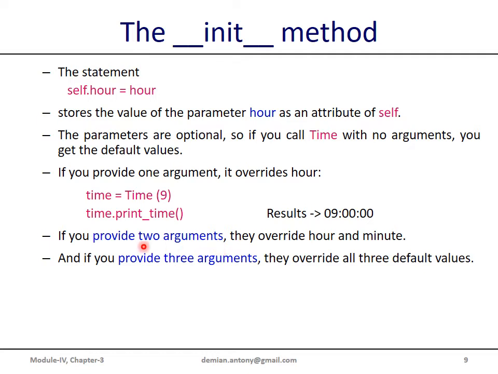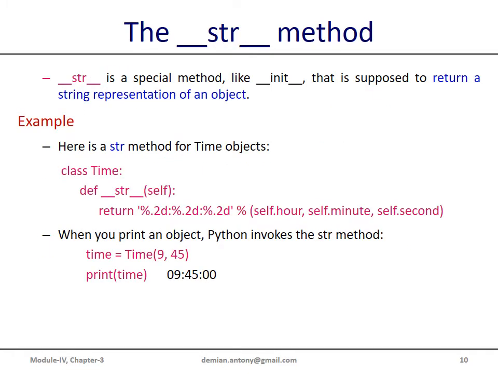And if we provide all the three arguments, all three attributes, the default arguments are overridden with the actual values that are present in the method call. The second important method is the double underscore str double underscore method. It's a special method like the constructor init, and it is used to return a string representation of an object. And it is the programmer who defines the string representation of an object.